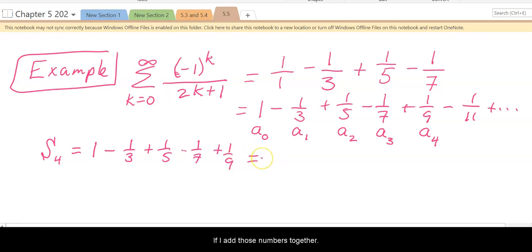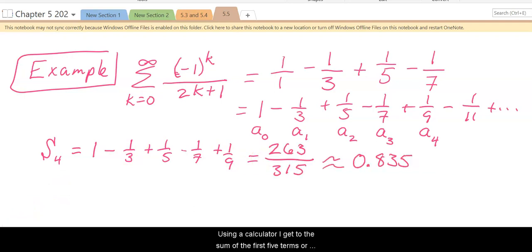If I add those numbers together, what do you get? Using a calculator, I get that the sum of the first 5 terms, or the 4th partial sum, is 263 divided by 315. This is approximately the number 0.835. I want to estimate what is the error between the true infinite sum and this. I will tell you that this is a convergent series. When I look at this one then, what am I getting?